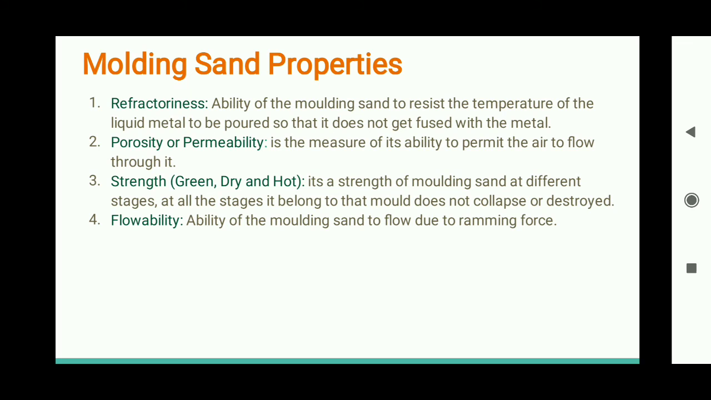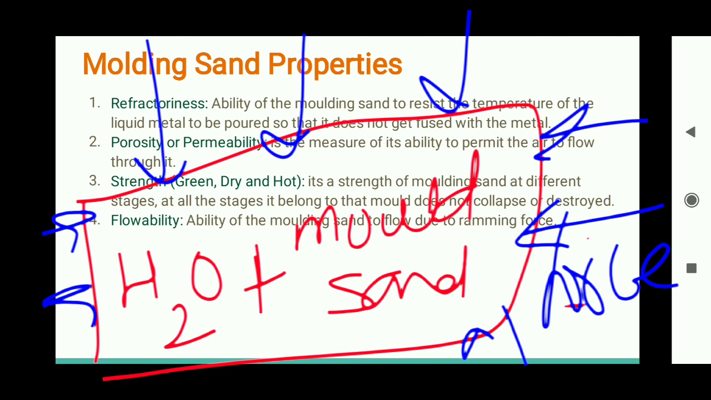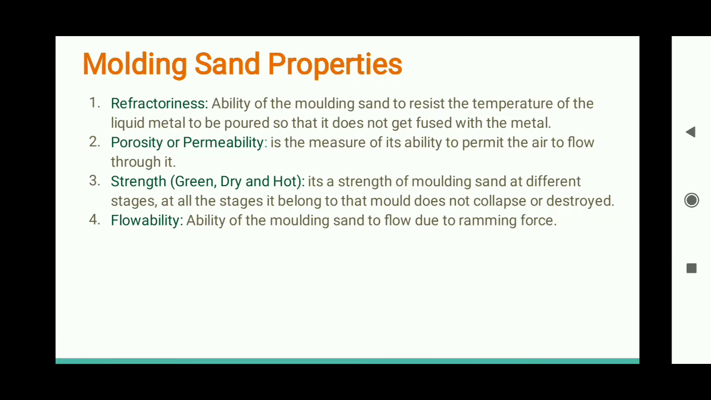Next is flowability. Flowability is basically the ability of the molding sand to flow due to ramming force. When we are adding water content in the molding sand and continuously applying the ramming force, the water becomes a part of the molding sand, and there will be a limit where both things come together, ramming force and the water content. But after that limit, if you continuously add water content, that water will not become a part of the molding sand. So that we call flowability.